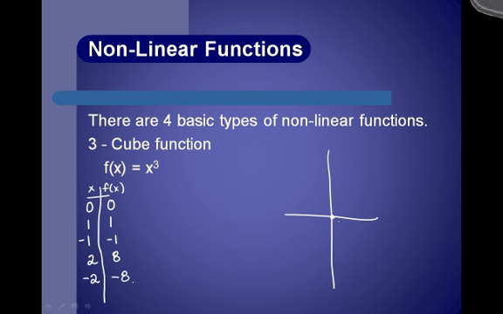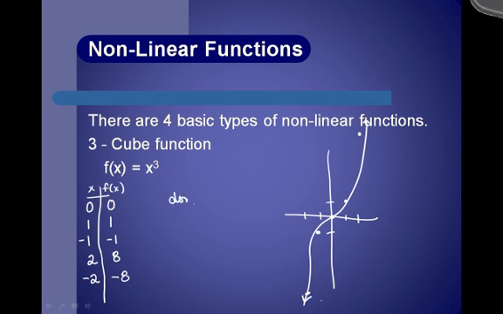So what it's going to look like is 0, 0, over 1, up 1 this way, back 1, down 1 for the other point. The next point, over 2, up 8, is going to be way up here, and the next one, back 2, down 8, is going to be way down here. So what we've really got for an x to the third function is something that looks like that.